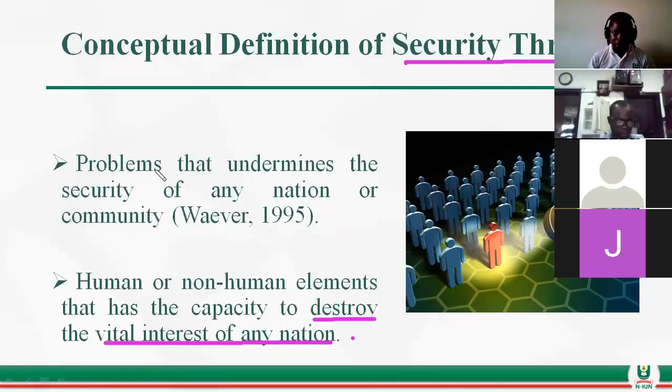I talked about some natural types of security threats like earthquake, tsunami, volcano, and the rest of others, all right? Now, those are also security threats because they have the capacity to displace people, to move people away from where they live to somewhere else and even let people lose their lives.